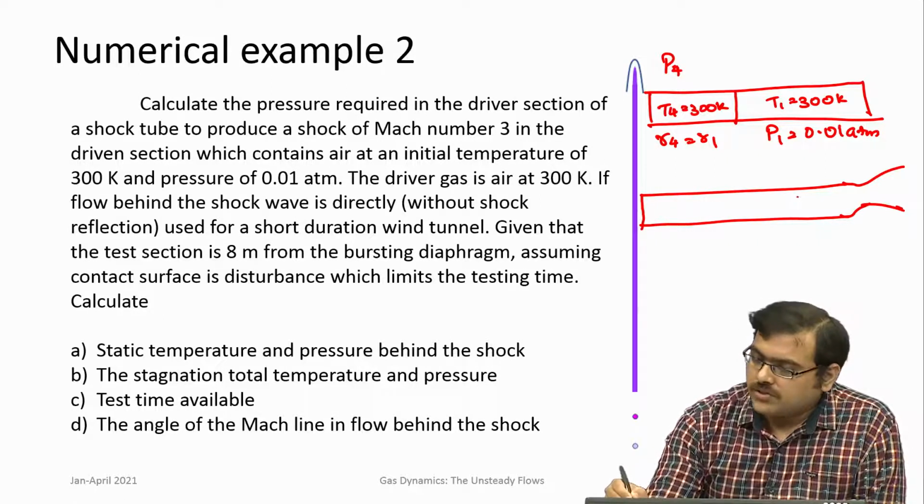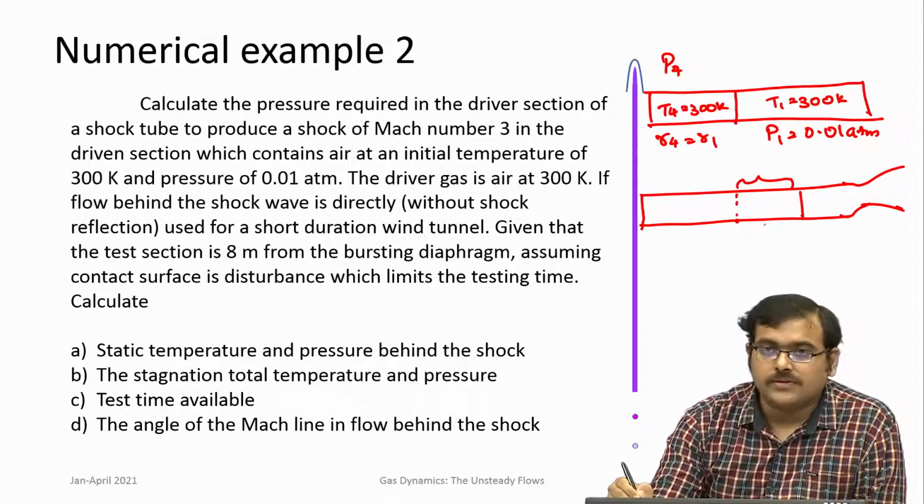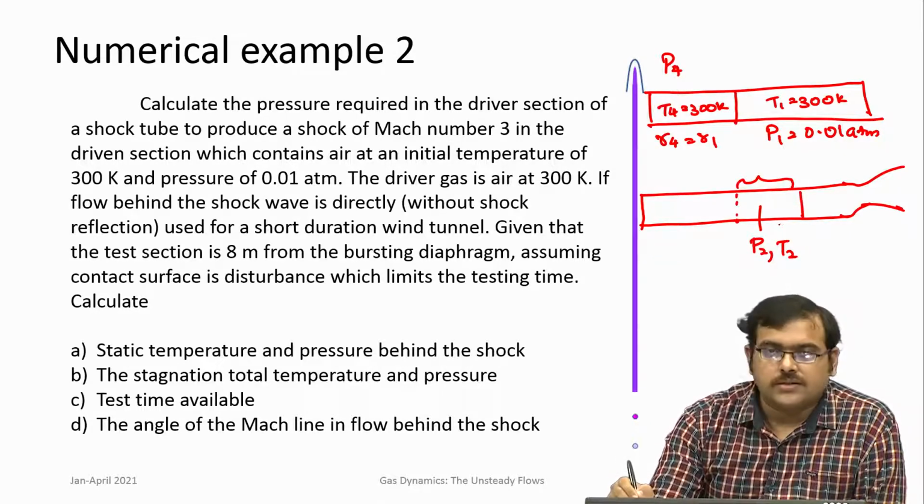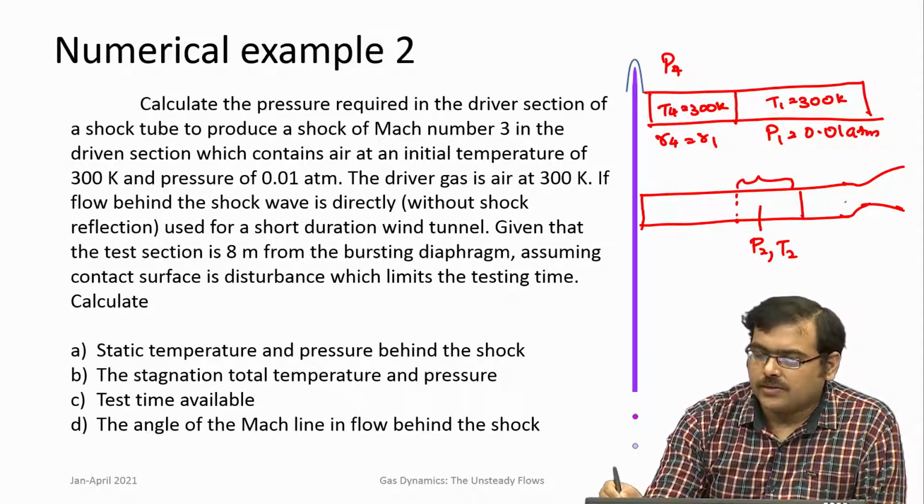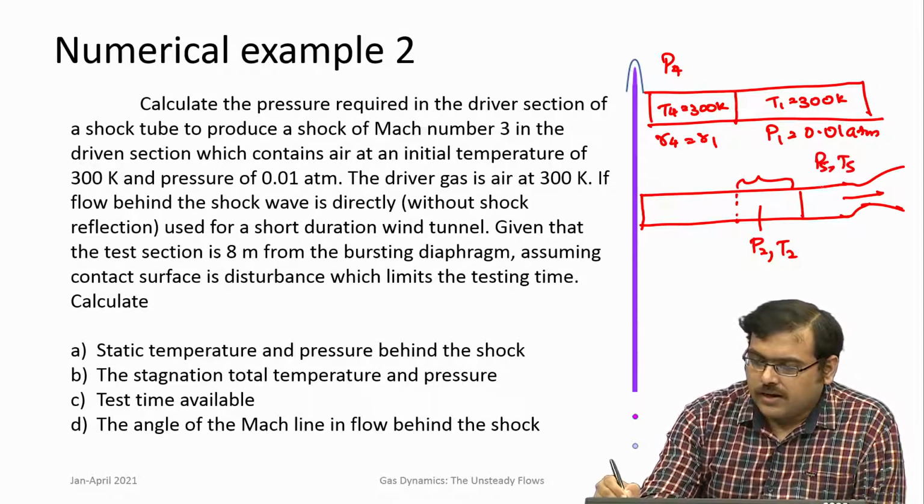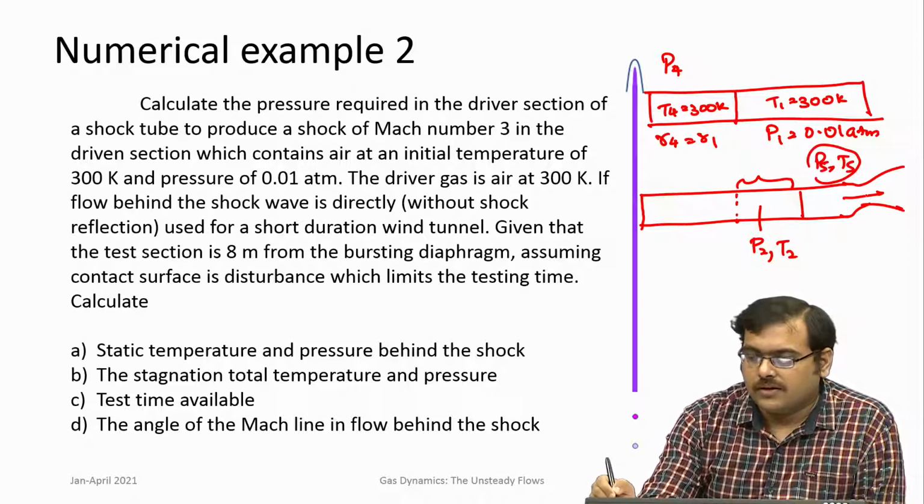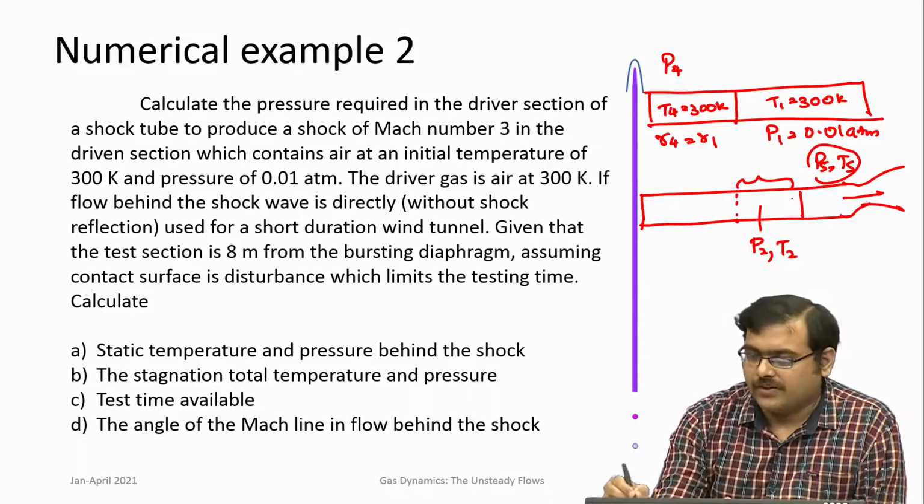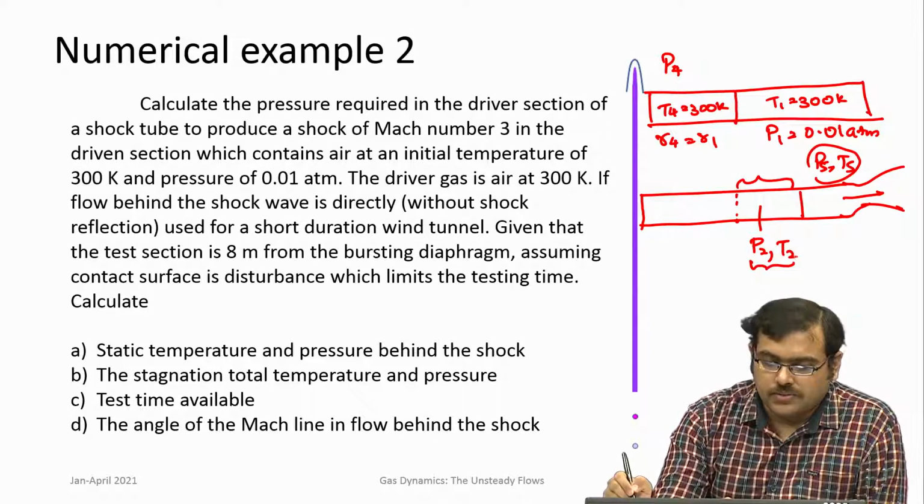So, after the diaphragm ruptures you have a shock wave and you have a contact surface. There is a slug of gas between this having high pressures P2, T2, and this slug of gas is then utilized for the wind tunnel. You may use this by having a shock reflection back and increasing the pressures to P5, T5, and that forms the reservoir section for the wind tunnel, or you can use just the P2, T2, and what is said here is there is no shock reflection, that means directly we are using P2, T2.